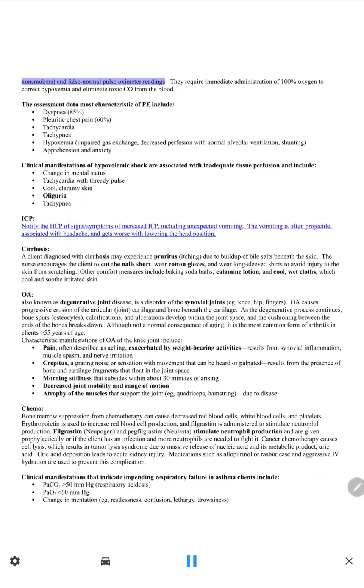CO poisoning. Clients with carbon monoxide, CO, poisoning have elevated serum carboxyhemoglobin levels, normal less than 5% in nonsmokers, and false normal pulse oximeter readings. They require immediate administration of 100% oxygen to correct hypoxemia and eliminate toxic CO from the blood.